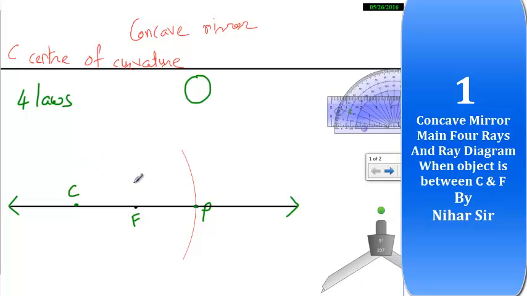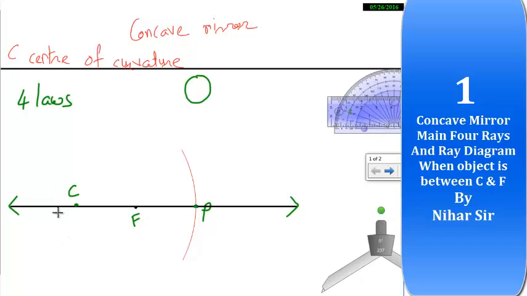Now I will teach you ray number 2. What is ray number 2? If the ray passes through F, the principal focus, then after reflection it will be parallel to the principal axis. Very easy. What was the first ray? It goes straight and then reflects, passing through F. The second is the one which goes through F and becomes parallel to the principal axis after reflection, right?